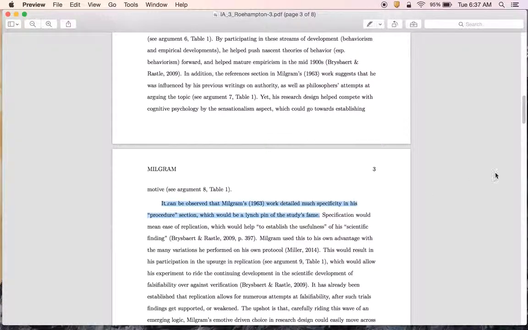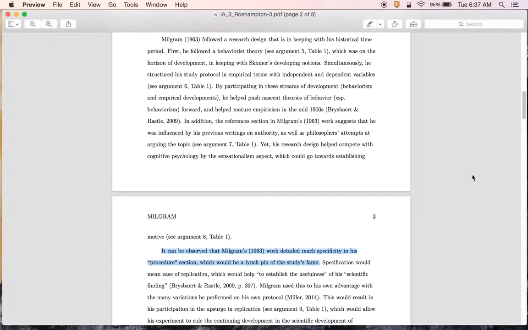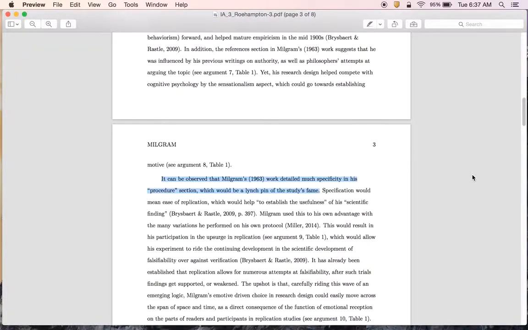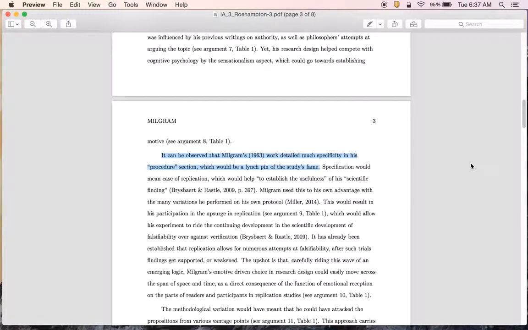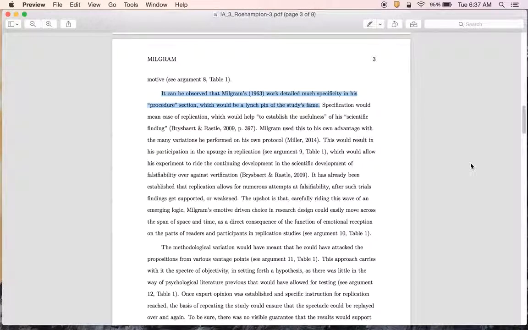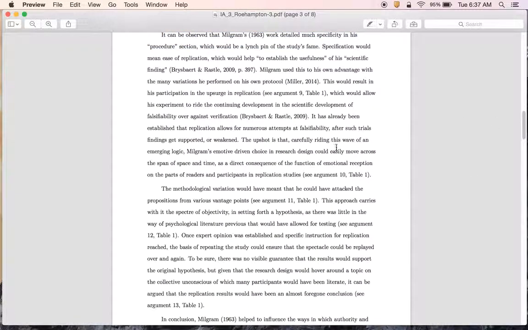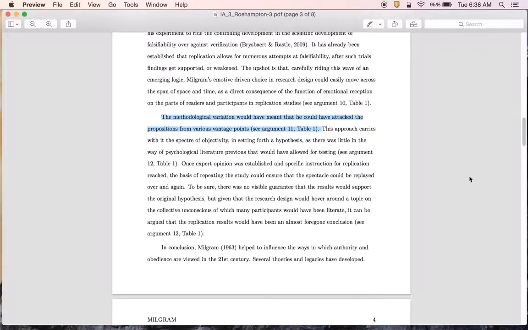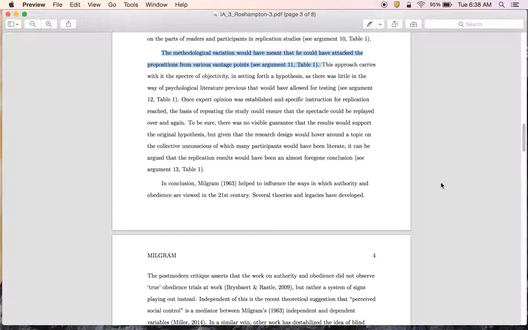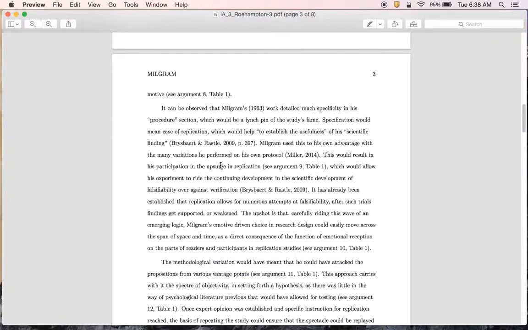The next point that I make also points back to the thesis. It can be observed that Milgram's work detailed most specificity in his procedure section, which would be a linchpin in the study's fame. And then finally, this also points back to my original thesis. The methodological variation meant that he could have attacked propositions from various vantage points. And then I give you a conclusion paragraph. So these are points.